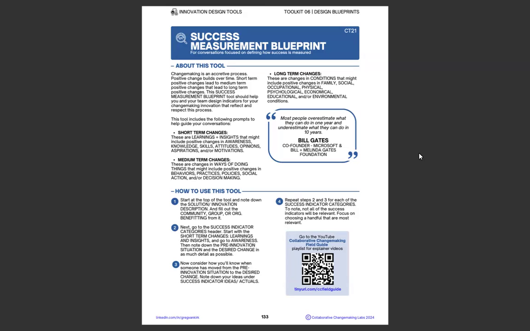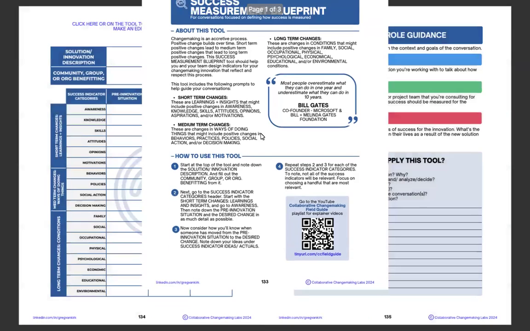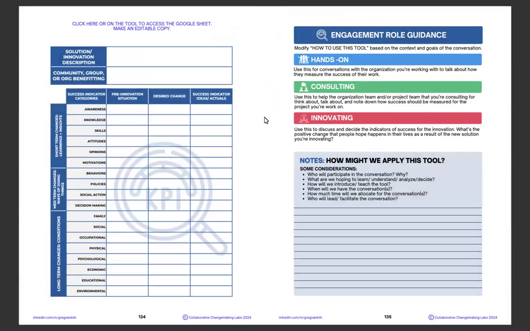And now let me go to the tool itself here. And you'll see on the left is the tool, and then on the right is the engagement role guidance. I'm just going to start on the left here with the tool itself. As always, you can click here on the tool to access the Google Sheet or make an editable copy, right? These are all in Google Sheets. It means you can use them virtually, you can use them together, you can synchronously be going through it.